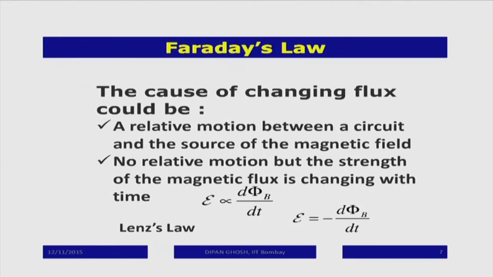So, as I said, the cause of changing flux could be a relative motion between the circuit and the source of the magnetic field. And if there is no relative motion, but the strength of the magnetic flux is changing with time, in both the cases, I have a changing magnetic flux. So, therefore, I get an EMF.